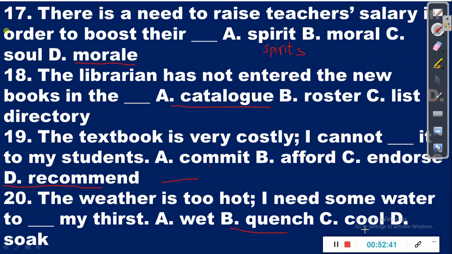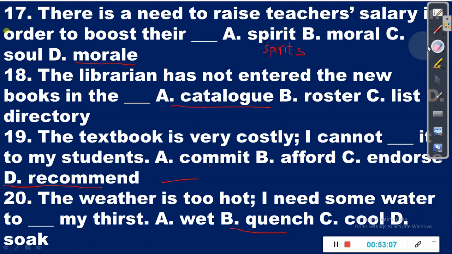Then the next one is soak. When you soak something, you make it wet by immersing it in a liquid. If you put something inside a bucket of water, let's say, a piece of foam, then you soak it. All right. But that's a different meaning. You don't need to soak your thirst. You need to quench your thirst.